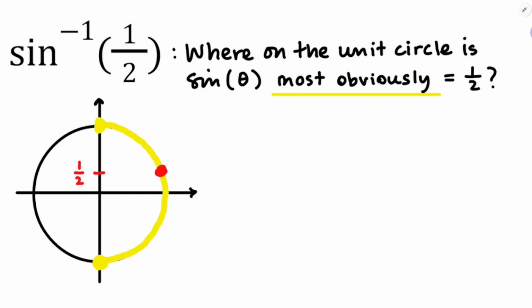Okay, but so when I say most obviously, that's what we're doing when we restrict the circle. And so we're going to say, all right, that looks like theta equals pi over 6. That's a 30-degree reference angle. That makes sense thinking about the underlying triangle. And so if theta equals pi over 6, we're going to say arc sine of 1/2 is equal to pi over 6.